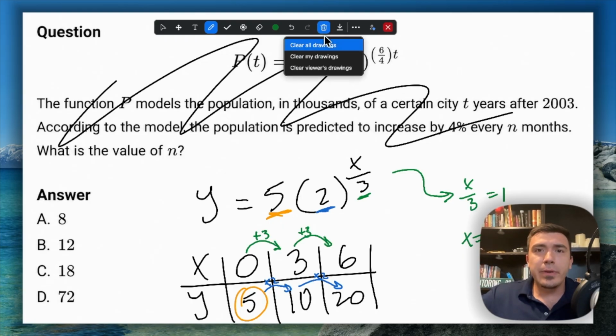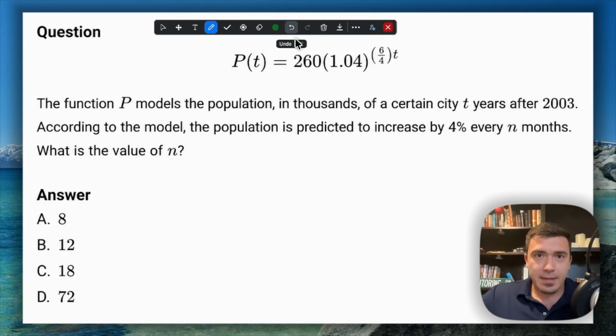All right, so now that we went over all of that, we're actually good to go ahead and try out this problem. Really important to understand those 3 things that I just covered. That's going to show up so often on the SAT. But this says that the function P models the population in thousands of a certain city t years after 2003. According to the model, the population is predicted to increase by 4% every n months. What's the value of n?